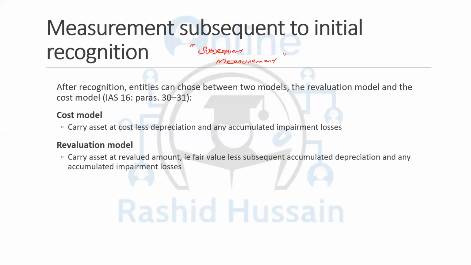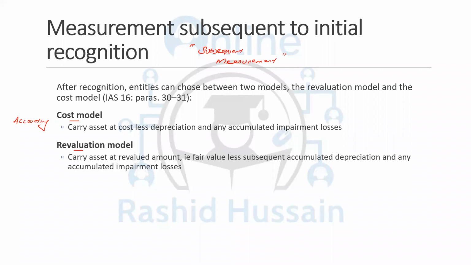So we have two models defined by the IAS 16 for the subsequent measurement. Now you can choose from either. You have the cost model and the revaluation model. And when the standard says that you can choose between these two types of model, that is your accounting policy. Now, it's not an accounting estimate. It is different from the one which we have studied in the depreciation.